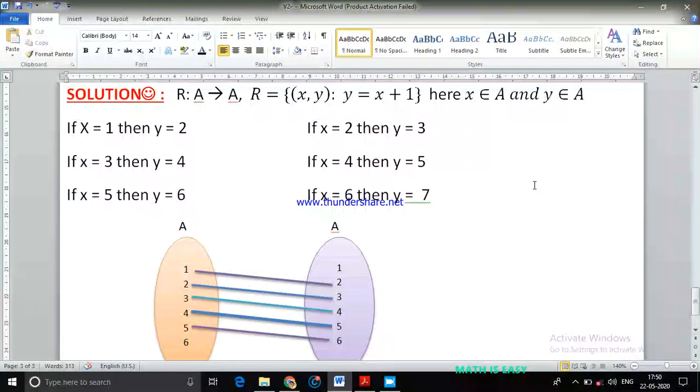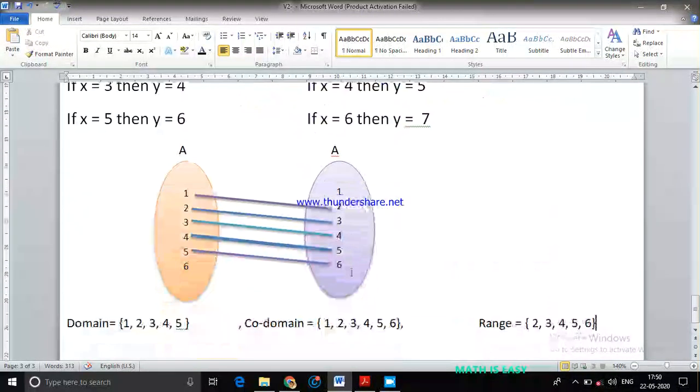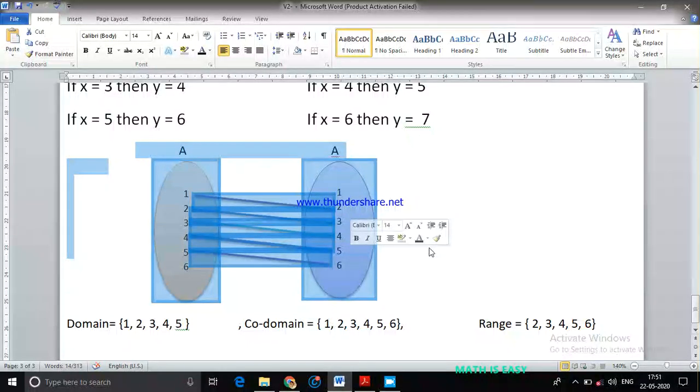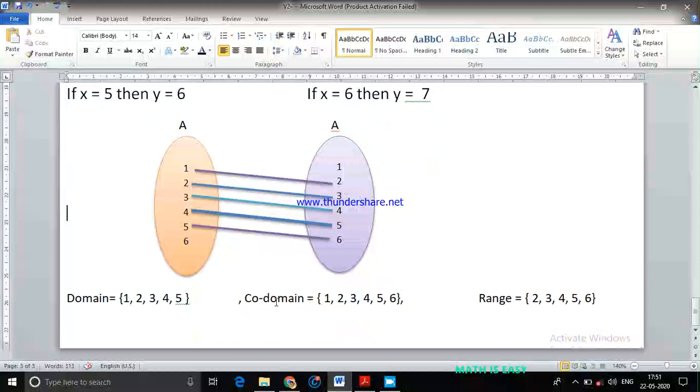The question is given. What is the question? Depict this relation using an arrow diagram. So I represented this with the arrow diagram. Okay, this entire thing is the arrow diagram, the highlighted one. Now the second one is write down the domain, codomain, and range. So I have written the domain, codomain, and range.